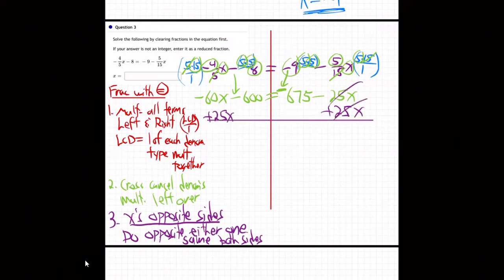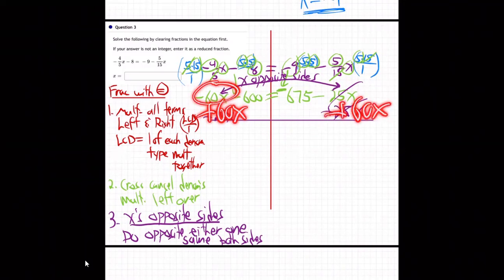Boom, boom, right? So when you have x's on opposite sides, let me draw that right there. These guys. X on opposite sides. So when you have x on opposite sides, you've got to do the opposite of one. Could you have done plus 60x to be the opposite of minus 60x? Sure, that would have worked great too. As long as you do the same thing to both sides, it doesn't matter.